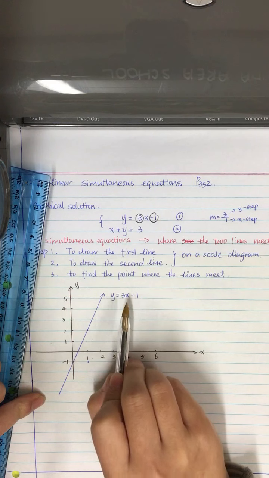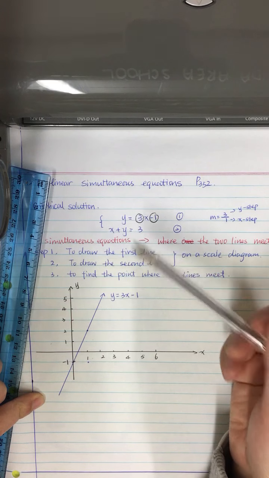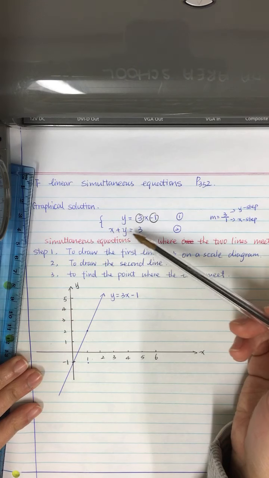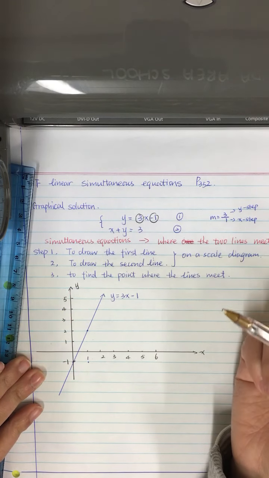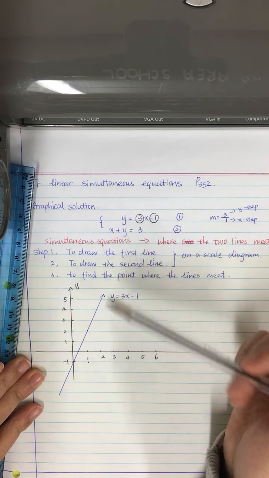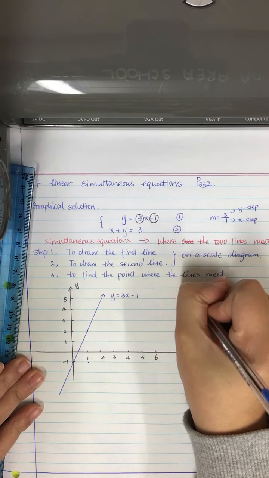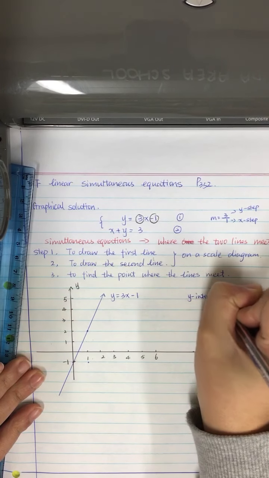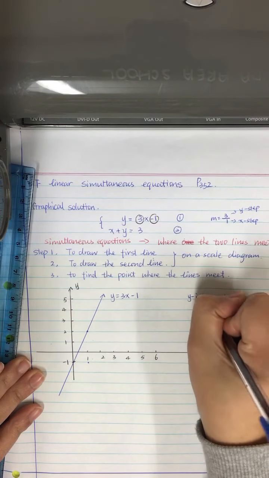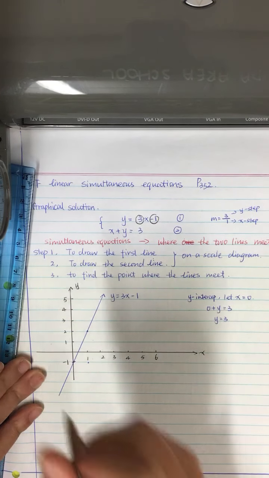Make sure you label your graph, otherwise if you draw two lines, you might get mixed up about which one is for which equation. Second, for x plus y equals 3, it is in general form. So we're going to use the method for drawing a line from general form. You find the y-intercept where you let x equal 0. In this case, when x equals 0, 0 plus y equals 3, then y equals 3. So the y-intercept is at 3.